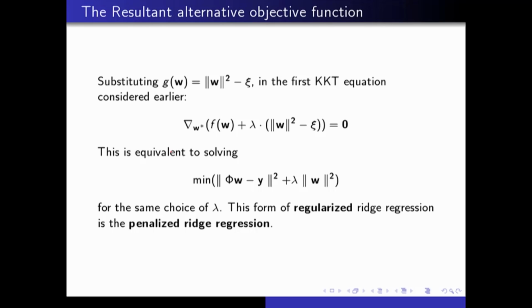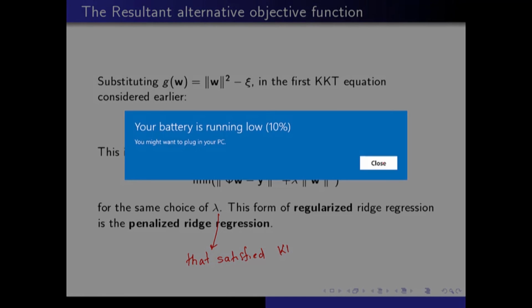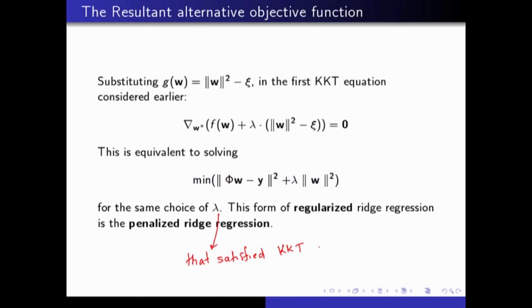Now we can see that by substituting for W in the first KKT condition, we get an equivalent formulation in terms of this lambda. The lambda was a Lagrange multiplier, but for the same choice of lambda that satisfied the KKT condition, which we showed can be satisfied, you get the penalized version of regularized ridge regression.